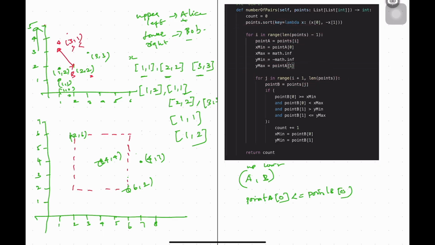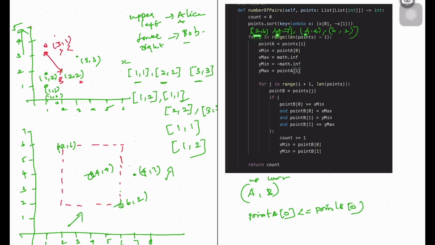Now once you sort, what will be your answer here? This is the array that you have taken. After sorting, it will be 2 comma 6, 4 comma 7, 4 comma 4, because all the x are in ascending order and the y's corresponding to 4 are 7 as well as 4, which is descending. Got it? This is how the points would have got updated.